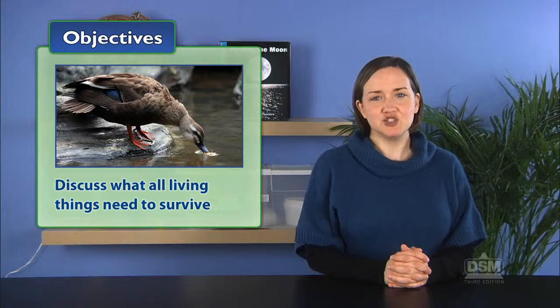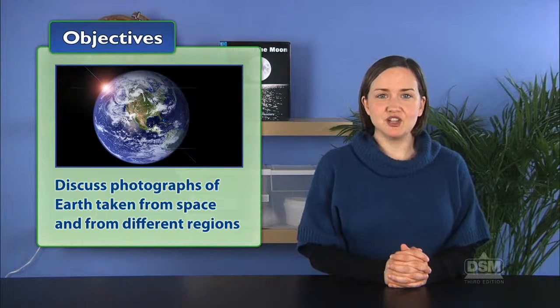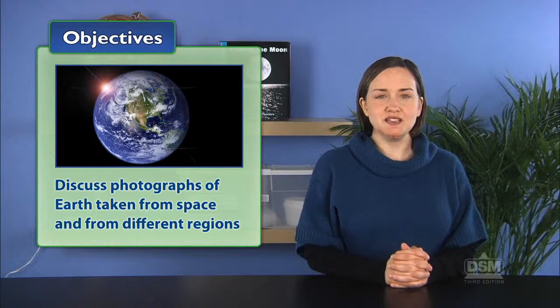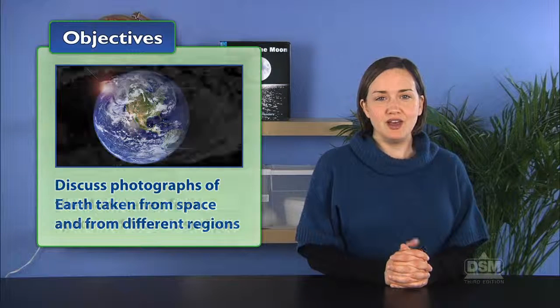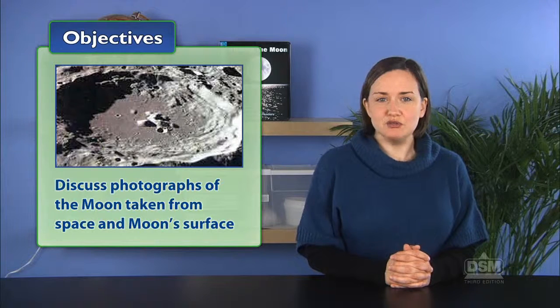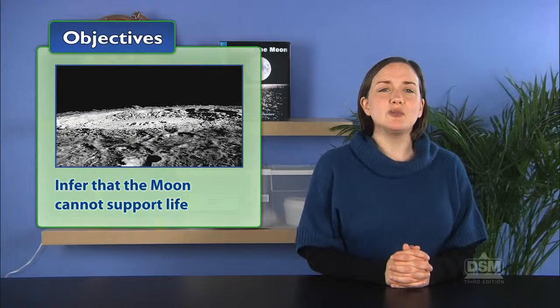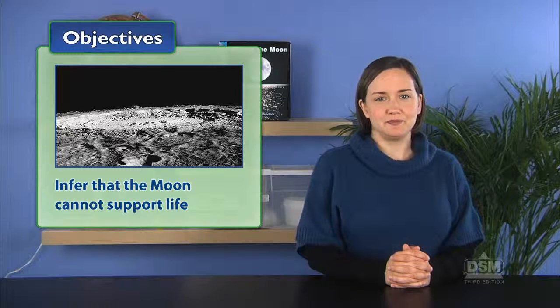In Activity 6, Earth and Moon Environments, students come to understand the great differences between Earth's environment and that of the Moon. They first discuss what all living things need to survive, then examine and discuss photographs of Earth taken from space and from different regions on Earth, examine and discuss photographs of the Moon taken from space and from the Moon's surface, and finally infer that the Moon cannot support life.